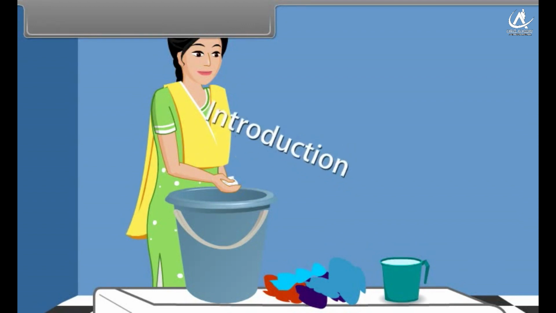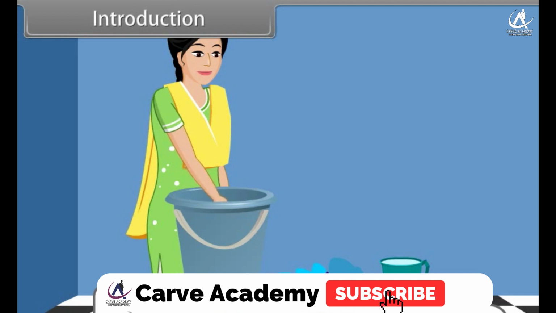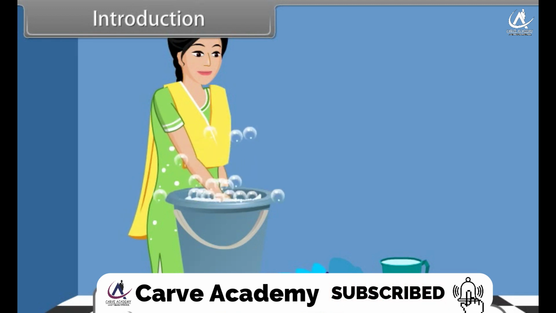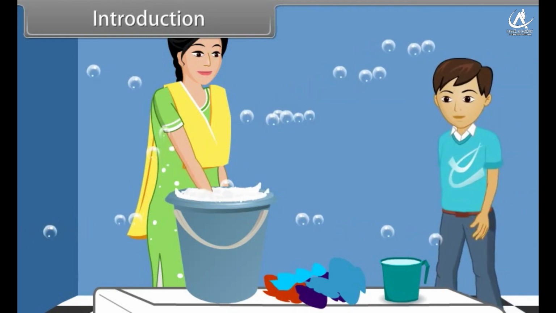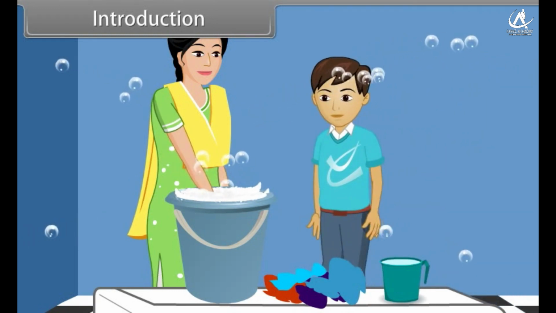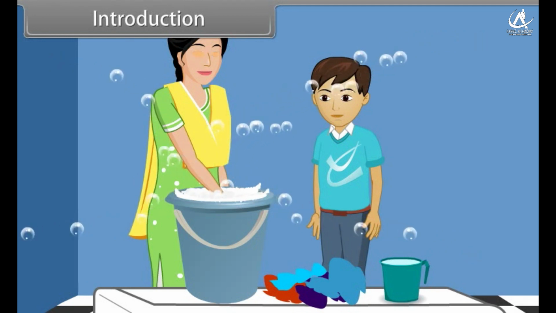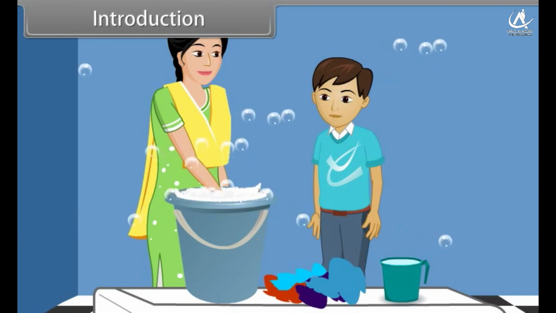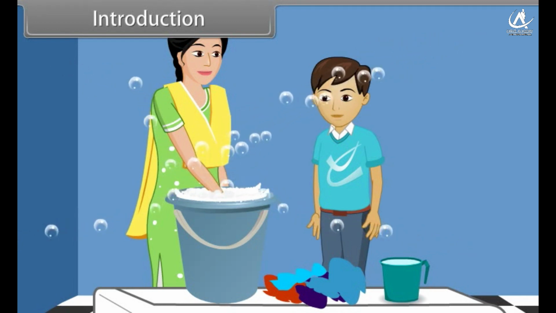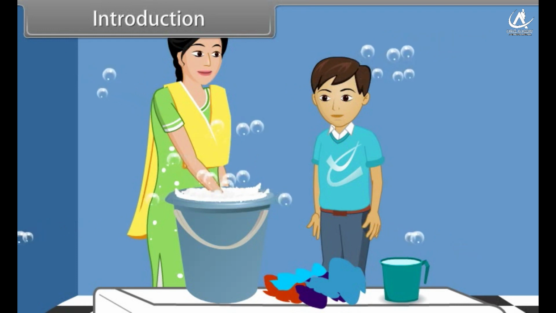Introduction. Ravi's mother is pouring detergent powder into the water bucket and shaking it well by hand. Due to this, a lot of soap bubbles are produced and are coming out of the bucket. Ravi, watching this curiously, asked his mother why soap bubbles are stable while water bubbles are not. His mother replied that it happens due to surface tension.